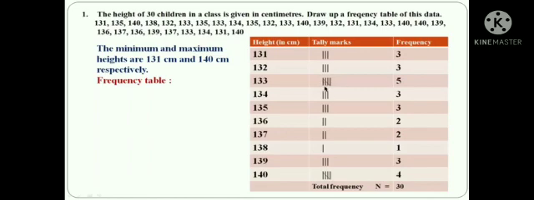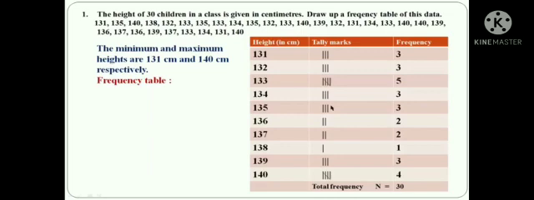Now let's go with the next number, 133. You have to see how many times 133 is given in the data. It is given 5 times. So in the frequency, you will write the number 5 and for tally marks you will draw 4 lines and for the 5th line you put a cross mark across the 4 lines. That is 5. In this manner you have to go through all the numbers, see how many times each has been repeated, and write down the tally as well as the frequency.